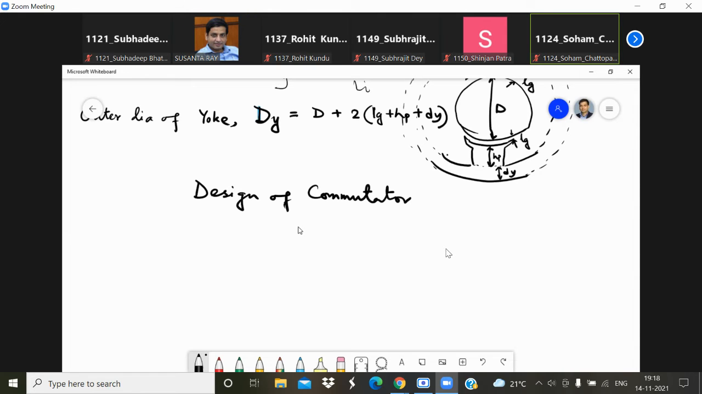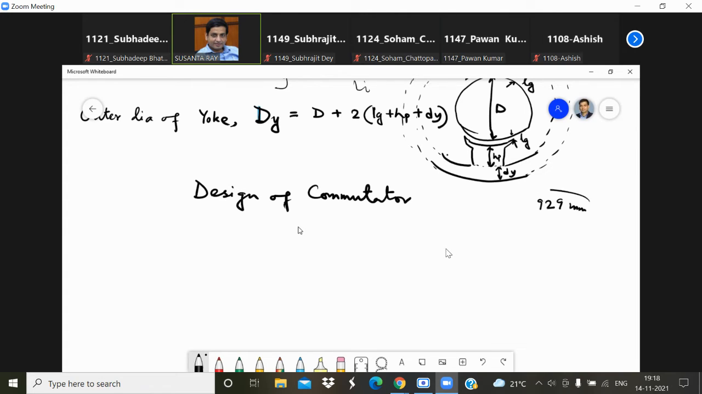Sir, for 110 kilowatt, the outer diameter is coming as 929.046 mm. 929 mm. Yes, sir. What is your main dimension, main diameter? Main diameter 343. So how are you getting this much, almost 3 times of that? Sir, air gap. What is the depth of yoke?